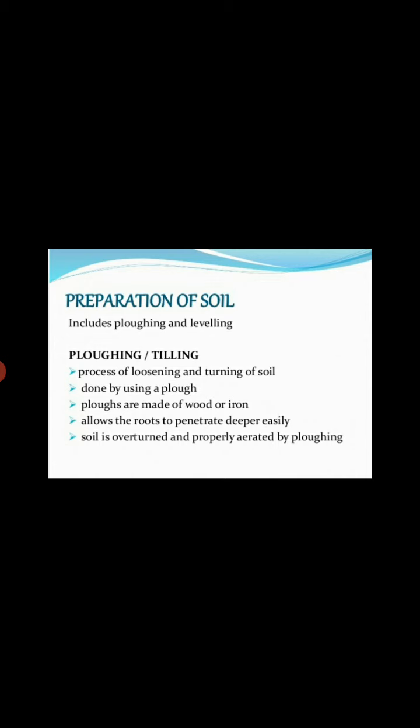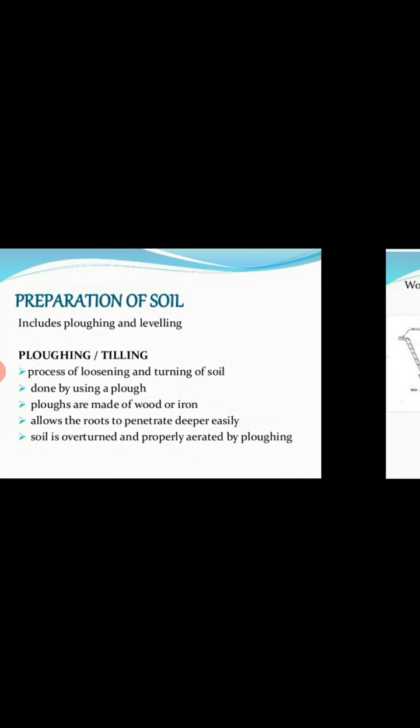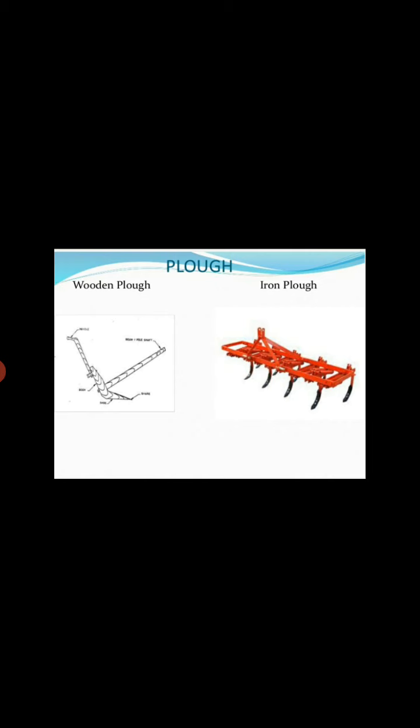Plowing or tilling is the process of loosening and turning of soil done by using a plow. Plows are made of wood or iron and allow the roots to penetrate deeper easily. Soil is overturned and properly aerated by plowing. Let's move further. There you can see the wooden plow or iron plow.